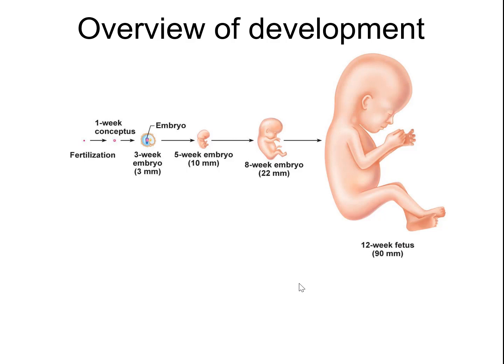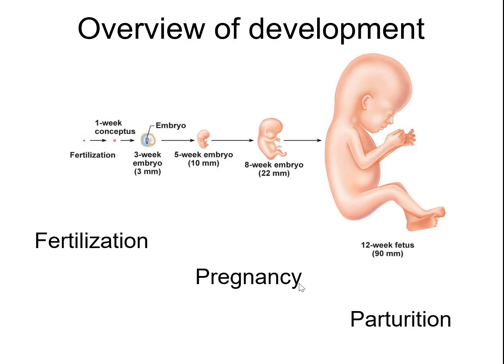This next part is not going to be directly covered on the final, but one thing I do want you to know for the final exam is just the generic overall sequencing of development. So remember, fertilization happens first if there's pregnancy. That's when the sperm meets the egg. After fertilization, you have pregnancy. And then remember, after pregnancy is parturition. Parturition is the actual birth. So for the final exam, please know this order.